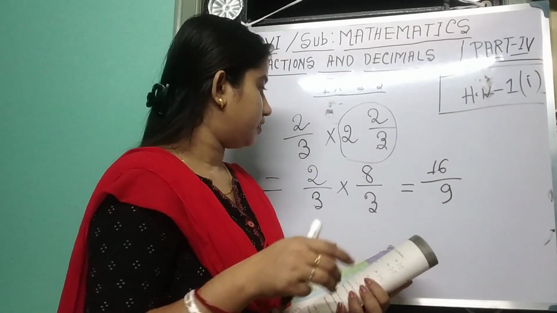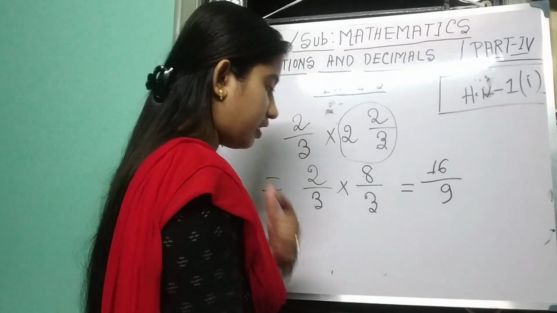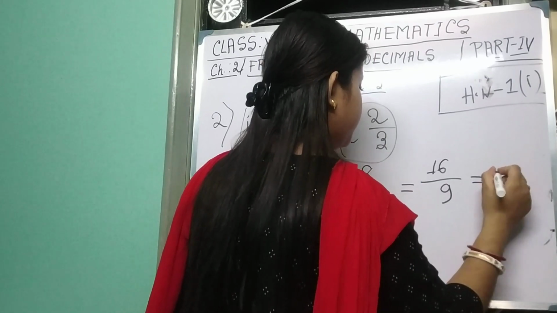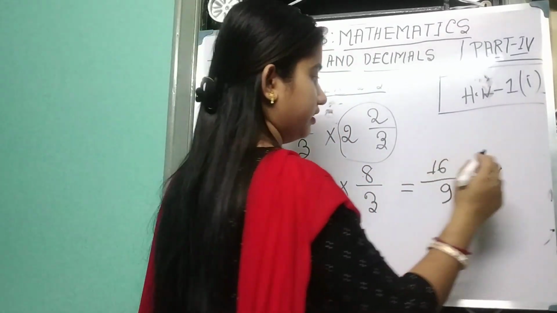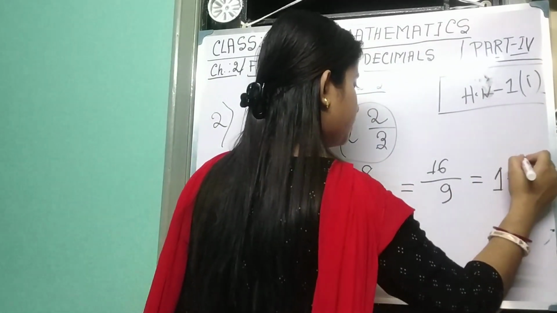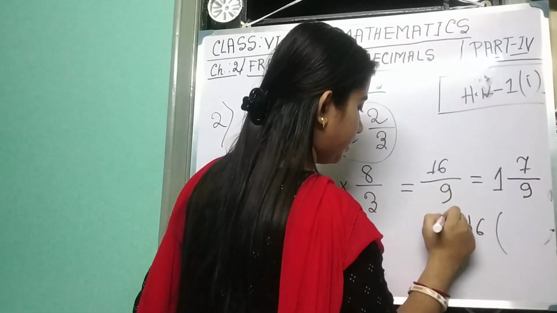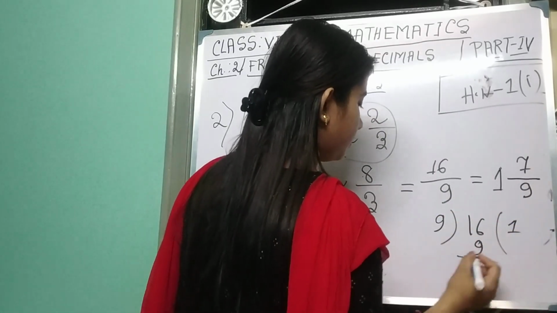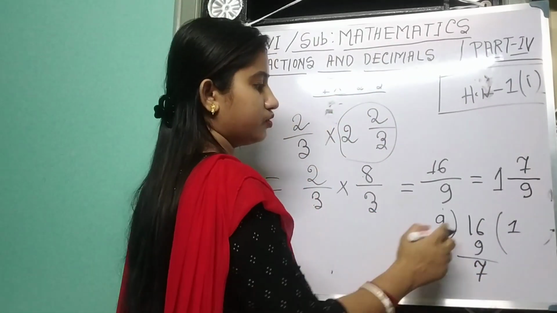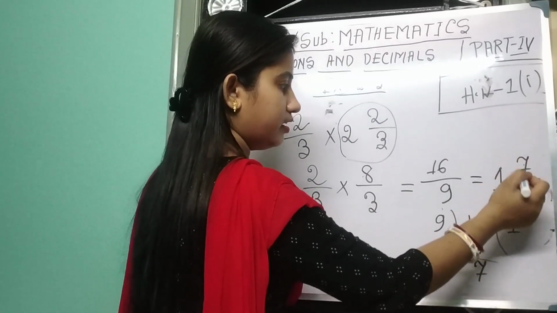Here it does not say to find its mixed fraction, so you should write in this form, or you can write it as a mixed fraction. That means we divide 16 by 9. So 9 over 9, and 16 minus 9 means 7. So we write this in this form: 1 whole, 7 is the remainder, and 9.